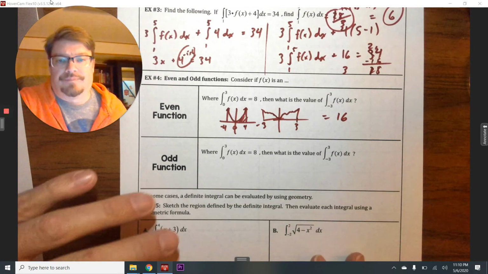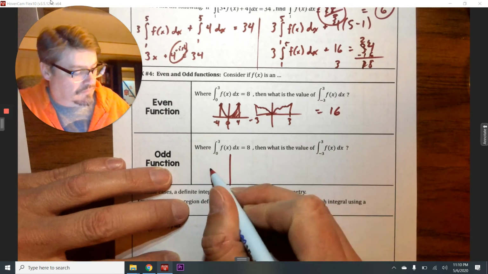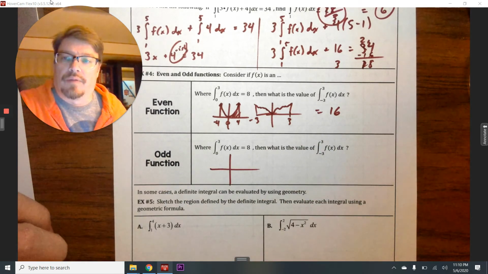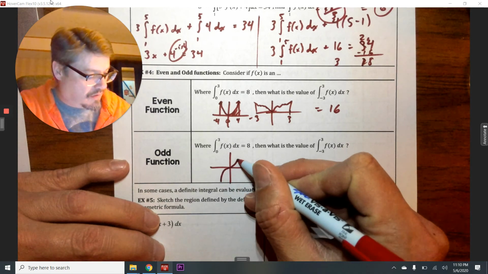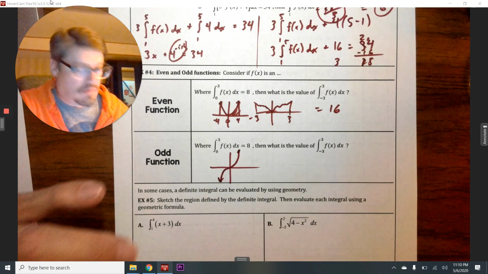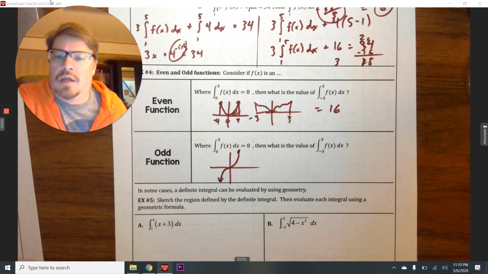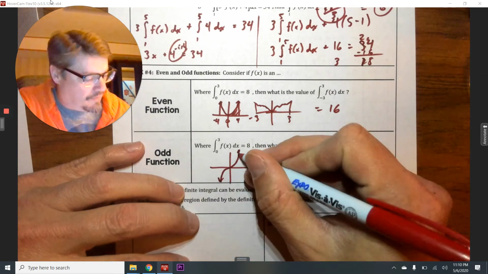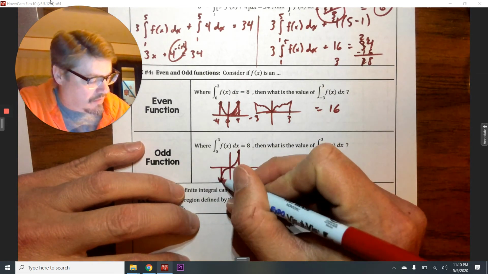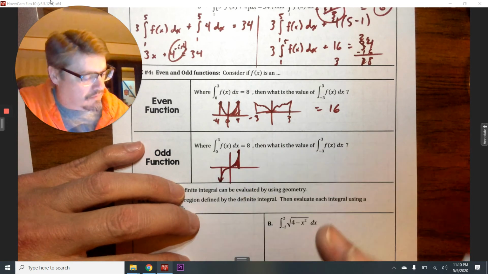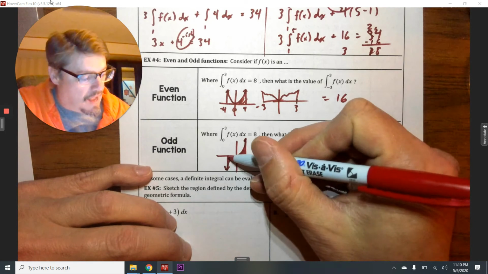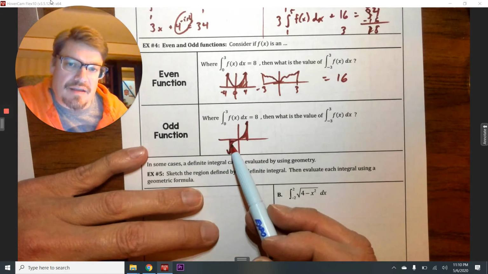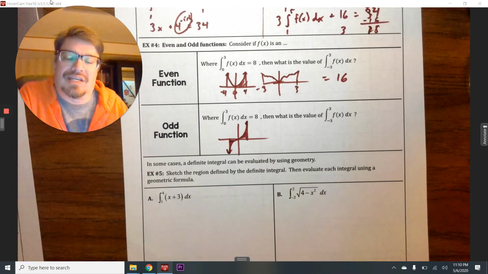Well, what if it's odd? What we alluded to before. Now, the ideal odd function is y equals x to the third power. If I want to go from 0 to 3, that area there, I don't know what it is. But if I have the odd function, if it's negative and this is positive, can you see how they cancel each other out?